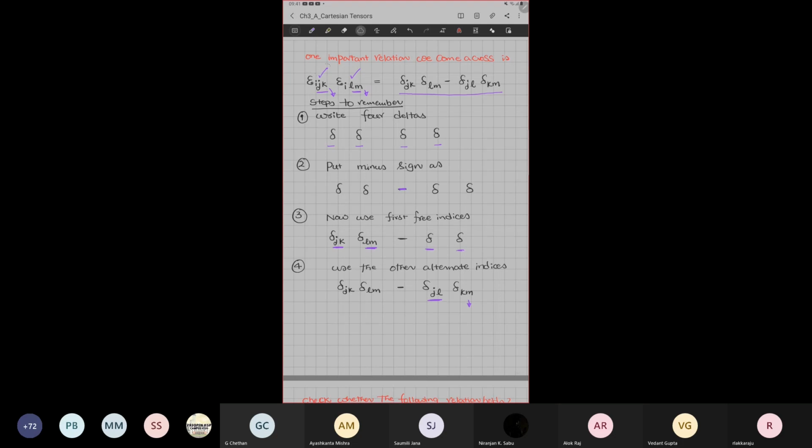This becomes one of the most important relations when we are going to simplify things during our course, whenever vectors are coming.